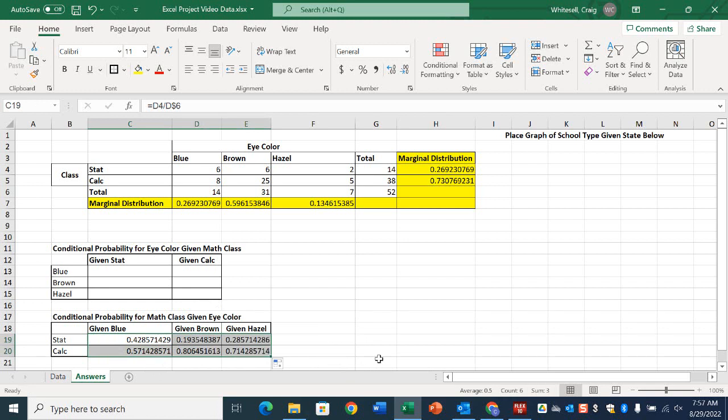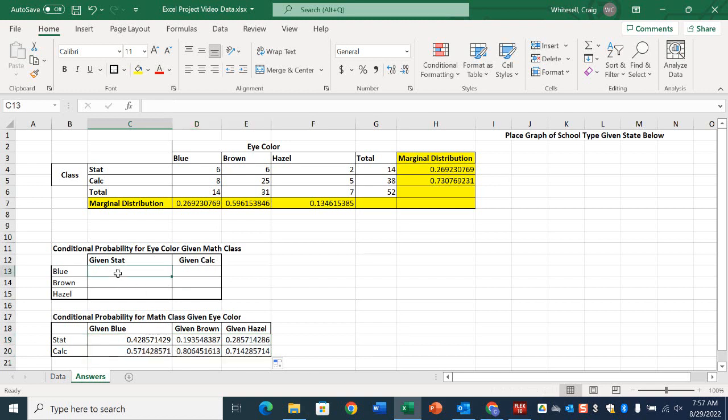So about 19% of brown-eyed individuals wanted to take statistics, while almost 80% wanted to take calculus. When we add those, we get 100%. And then 28.6% of hazel-eyed individuals took stat, whereas about 71.4% decided to take calculus.